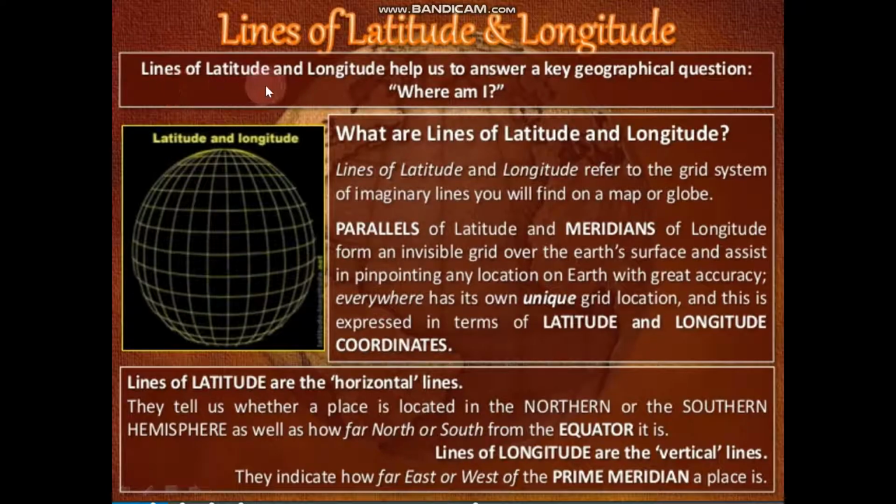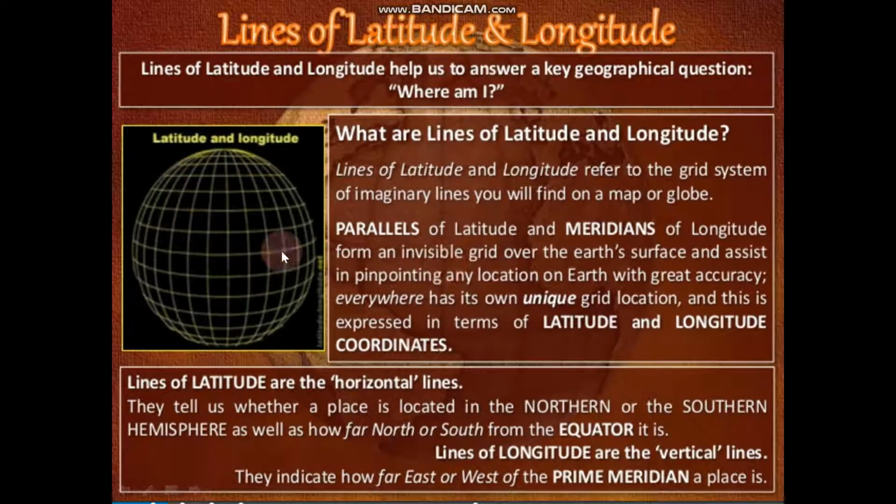Now, lines of latitude and longitude help us to answer a geographical question. That is, where am I? You can see over here, these lines you can't see, but they are just imaginary lines. Alright children, parallels of latitude and meridians of longitude. Latitudes are always called parallels and longitudes are always called meridians.